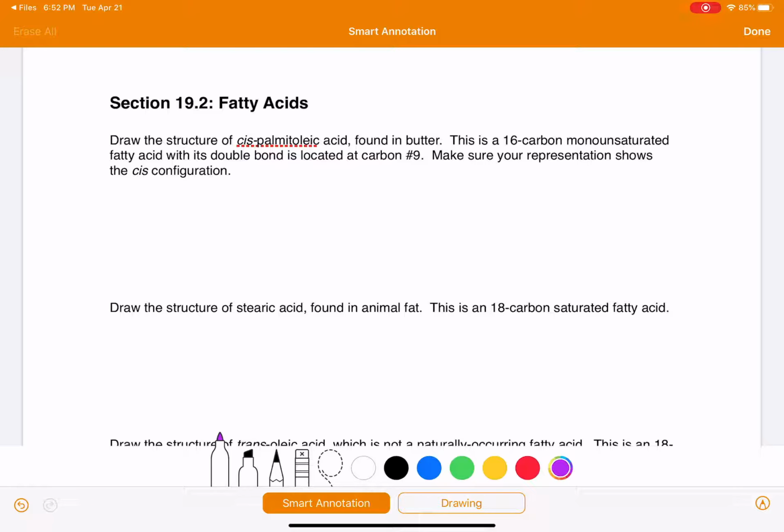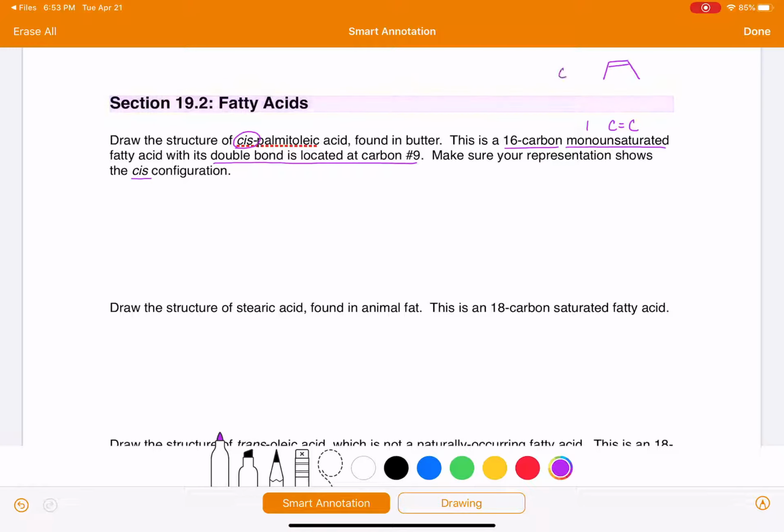And it tells us that it's a 16 carbon monounsaturated. So that means it has 1 carbon-carbon double bond. And it tells us that the double bond is located at carbon number 9, and we need it to be in the cis configuration, so that's coming from the name. So let's just start by making a note of the shape of cis versus trans.